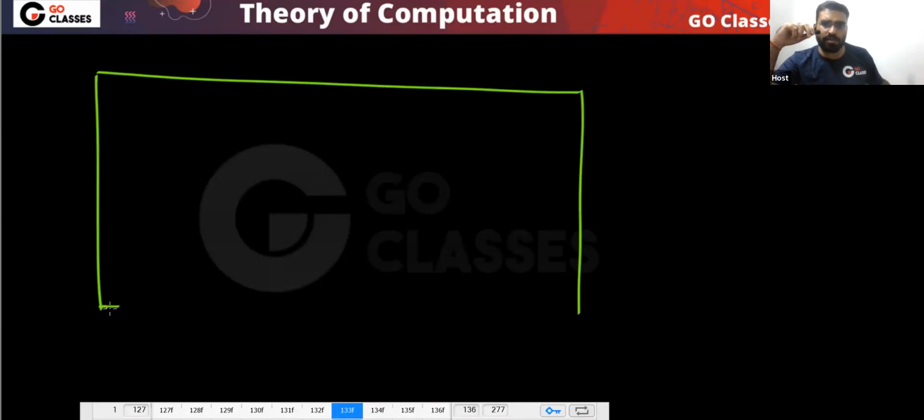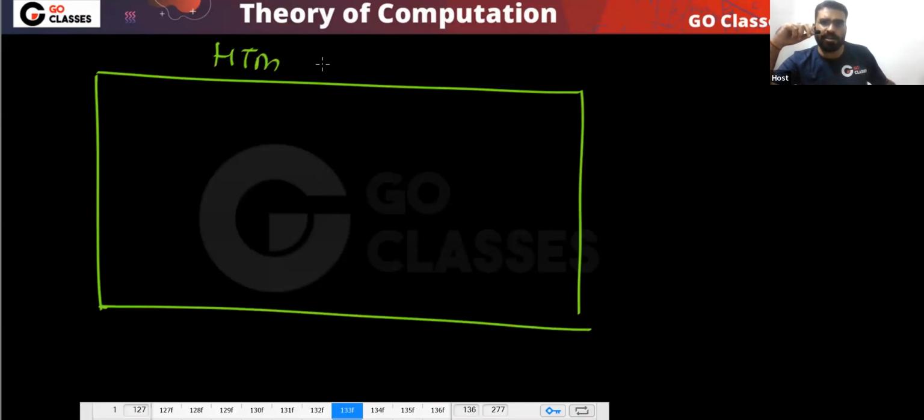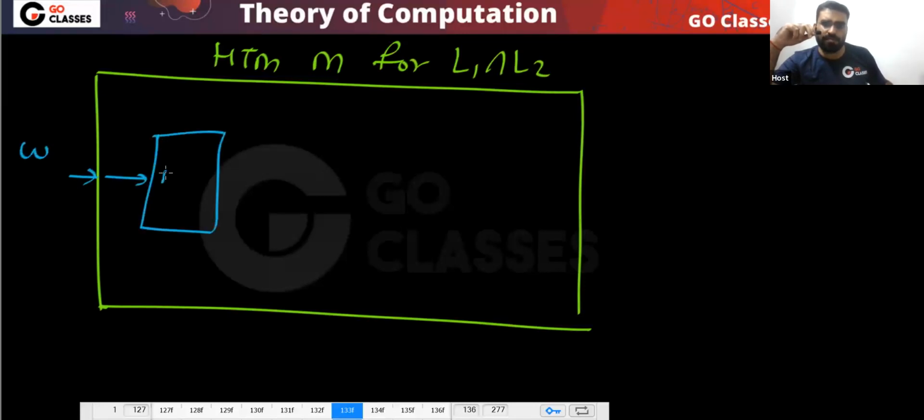Very simple. How will you create a halting Turing machine for L1 union L2? The same idea you can use. Whatever W you give, this is the halting Turing machine M for L1 intersection L2. What you will do is very simple: whatever string W you have, run it on M1. It will definitely halt.